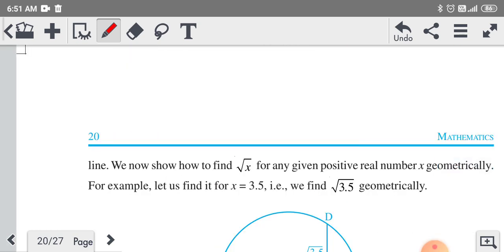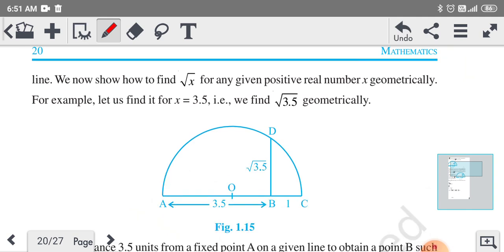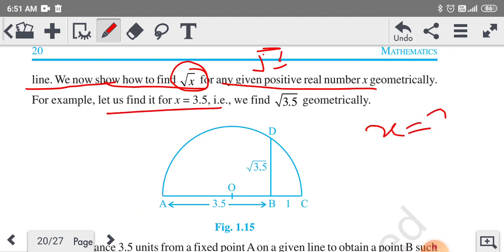In section 1.2 we saw how to represent √n for any positive integer n on the number line. So we now show how to find √x for any positive real number x geometrically. For example, let us find x is equal to 3.5. That is, we find √3.5 geometrically.